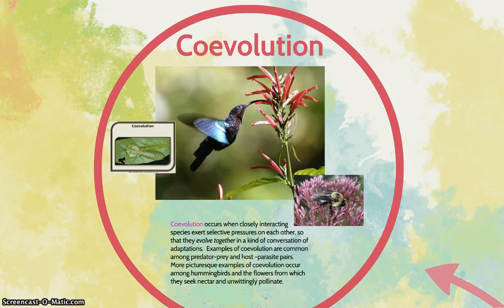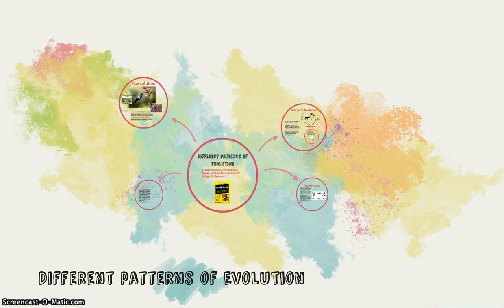And finally, coevolution occurs when two different species evolve together and are working together. For example, the hummingbird in this picture and the flower, his beak is completely adapted to the flower from which he obtains nectar. And those are the different patterns of evolution.